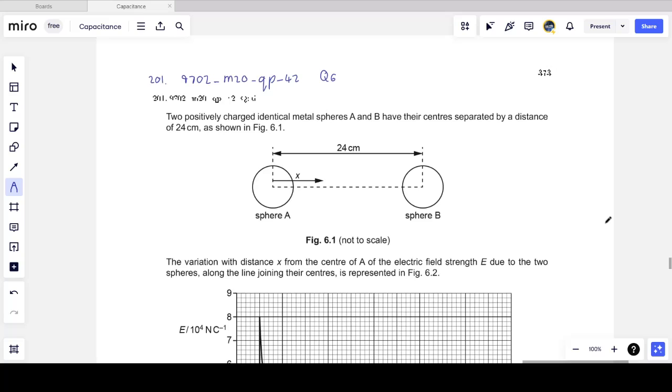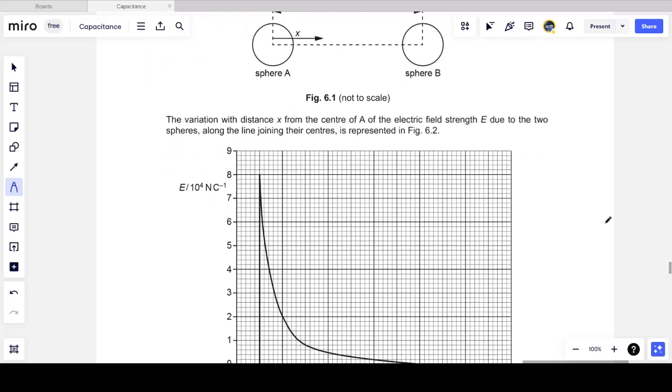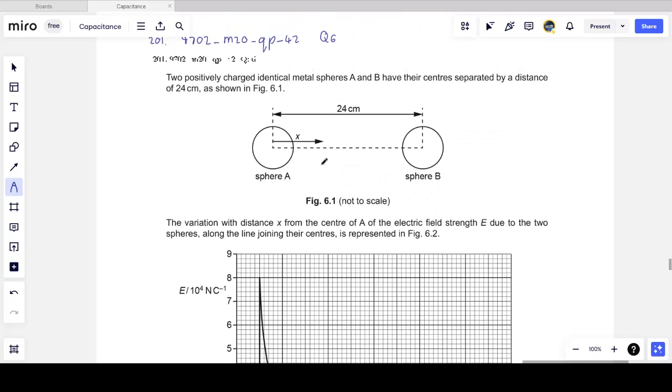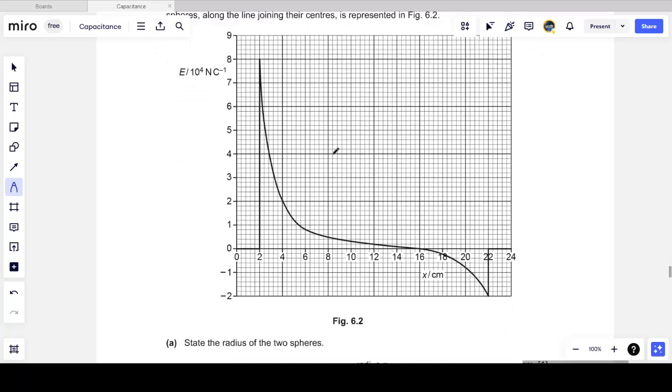Well, I know that they're identical, so they both have the same radius. They both look exactly the same. They may not store the same charge, but they look exactly the same. And what I can see is that the electric field strength is 0 between 0 and 2 centimeters and between 24 and 22 centimeters. So the first 2 centimeters to the right and to the left have electric field strength of 0.